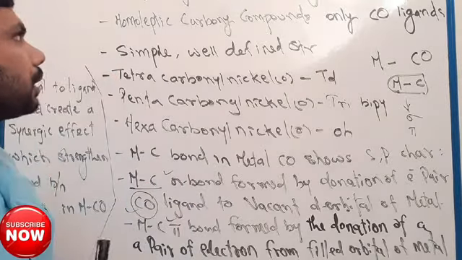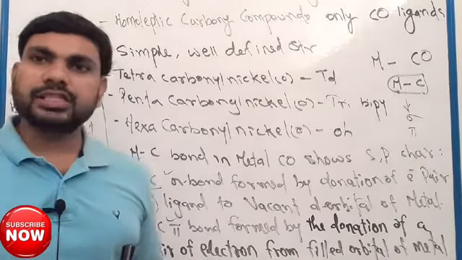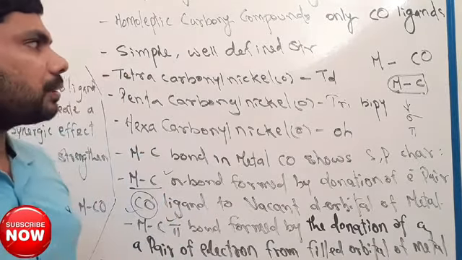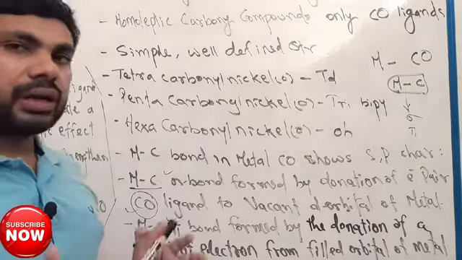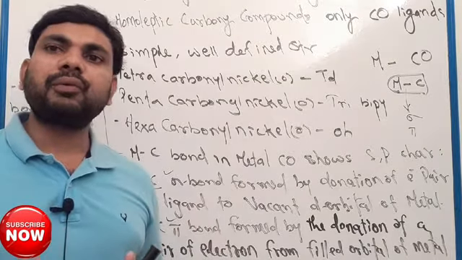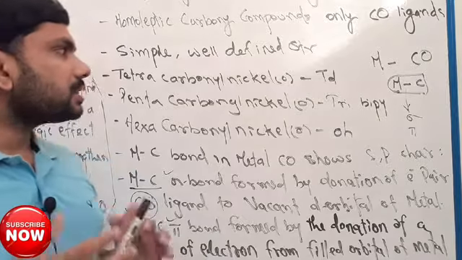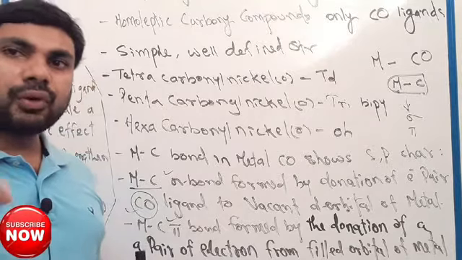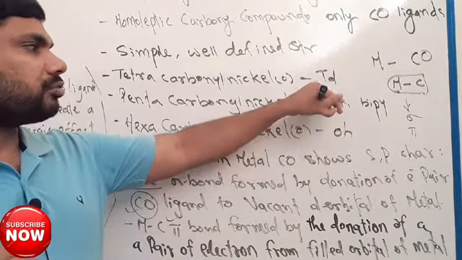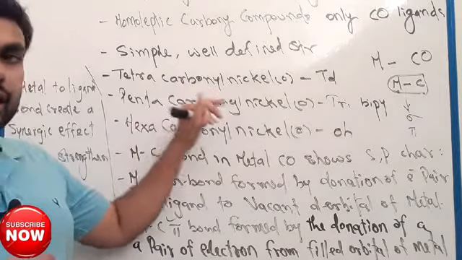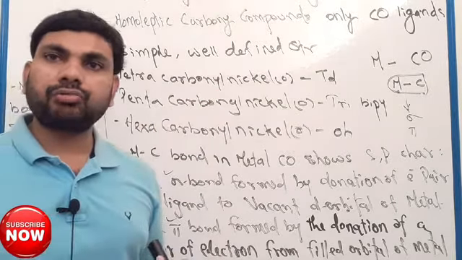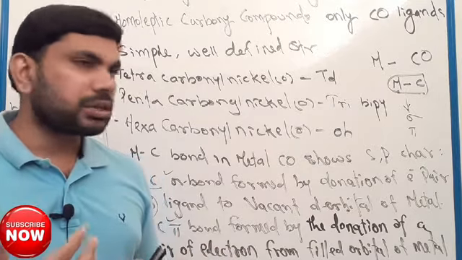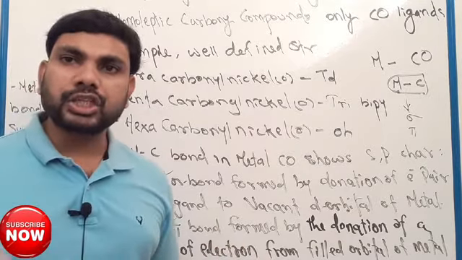Okay, metal carbonyl. Here, the first one discussed is homoleptic carbonyl, which means it contains only the central metal atom and carbonyl groups. These are well defined. This type of compound has a well defined structure and is a simple compound. Different examples: a central metal atom with 4 carbonyl groups is tetrahedral. Examples are tetracarbonyl nickel, pentacarbonyl, which is trigonal bipyramidal, and hexacarbonyl, which has an octahedral structure. These are different examples of metal carbonyl.